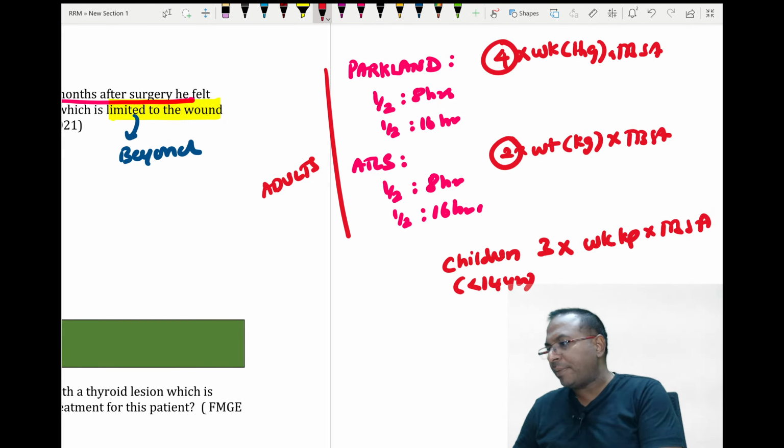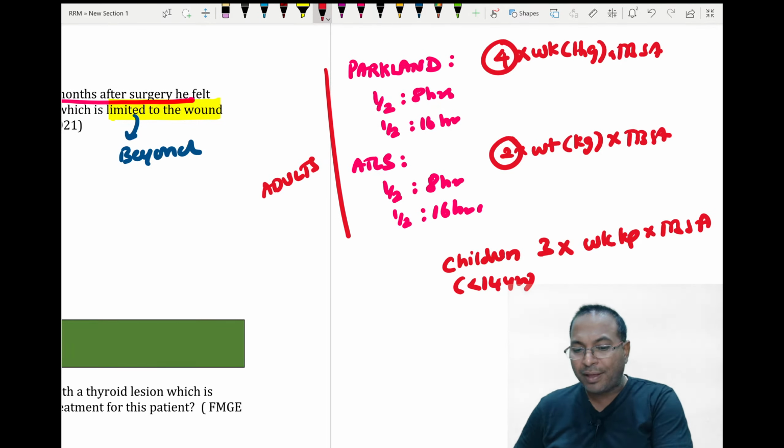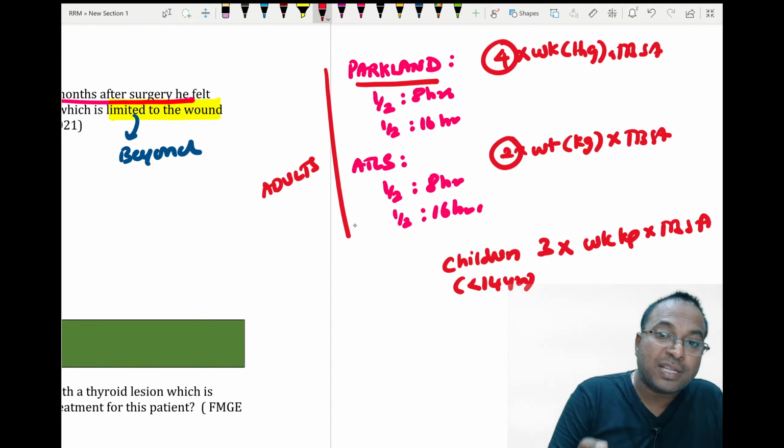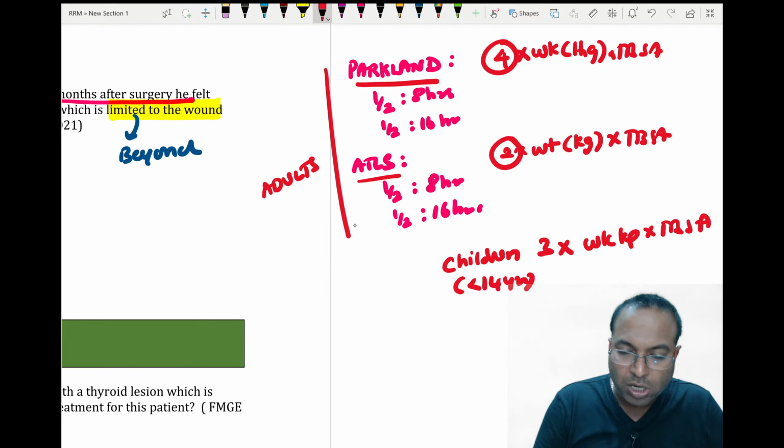I'm sure they may not be asking you about the formulas in detail, but if at all you want, remember the Parkland formula, which is there in Bailey. The ATLS formula is not there in Bailey.